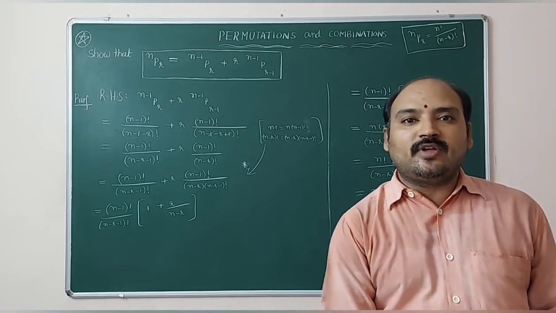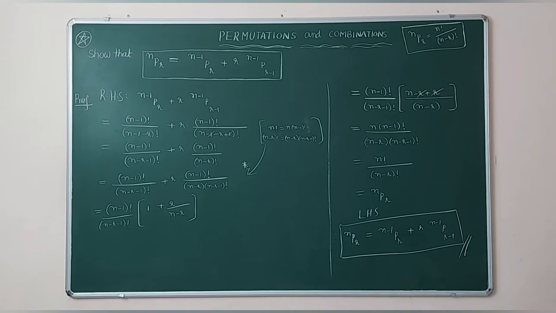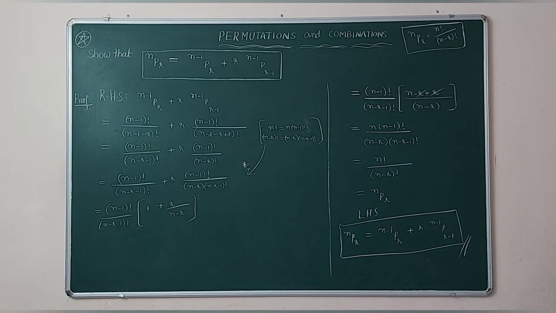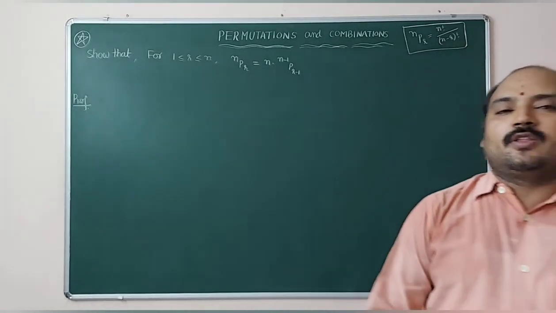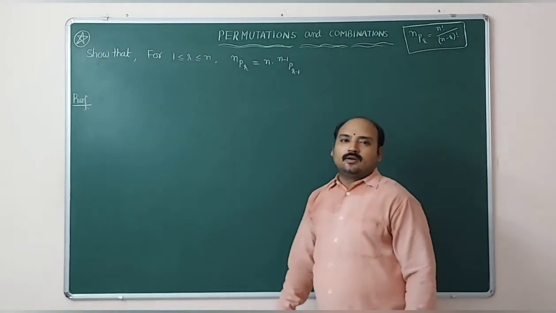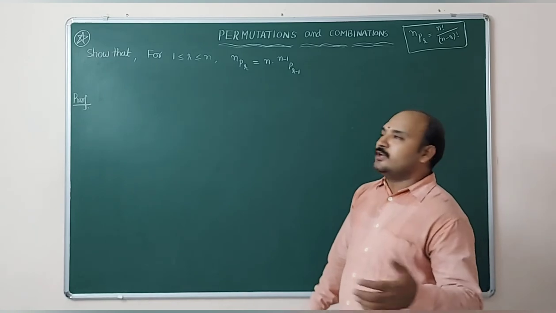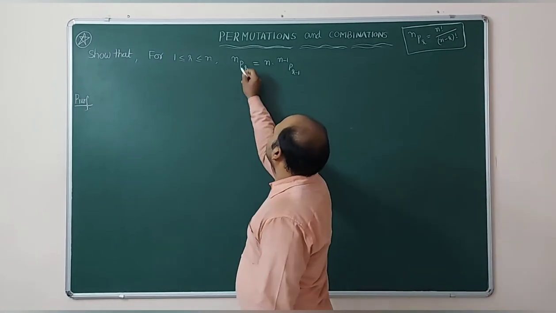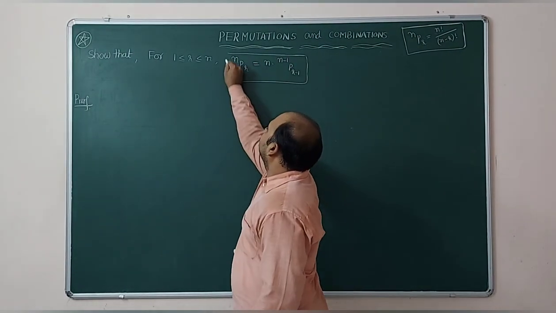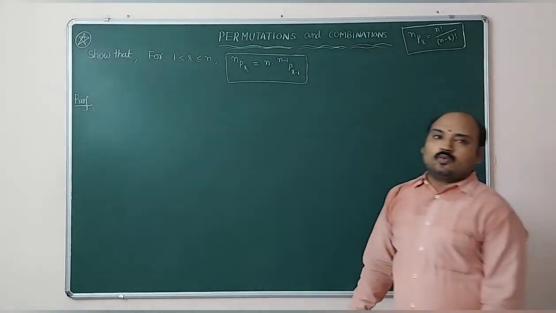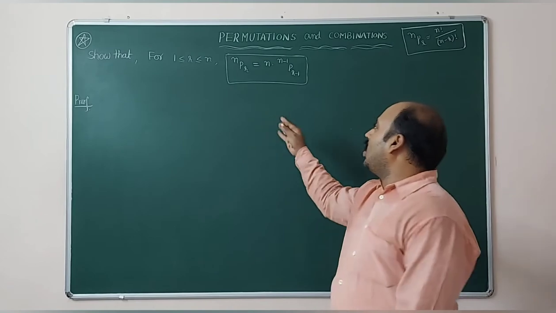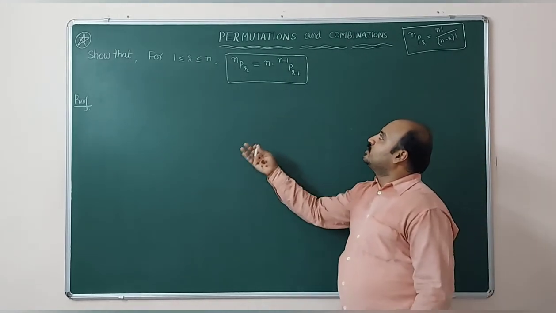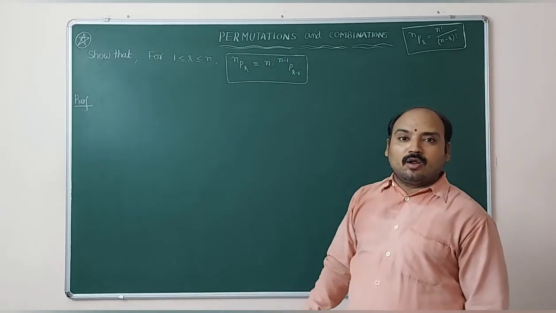One other result we are going to prove. The next result we already discussed as a note, but here once again I am going to teach how it will come. Show that for 1 is less than or equal to r is less than or equal to n, NPR equal to, we can express as n into n minus 1 PR minus 1.